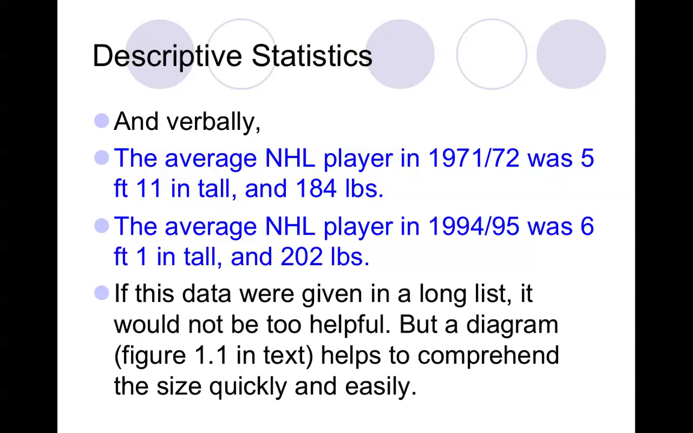Okay, if this data were given in a long list, for example, if we collected all the heights and the weights of players from 71-72 and 94-95 and had it in its raw data form, it wouldn't be too helpful. But looking at it as a picture, which is figure 1.1 in your text, helps to comprehend the size of these players quickly and easily. So descriptive statistics gives us a visual interpretation of some sort of collection of data.